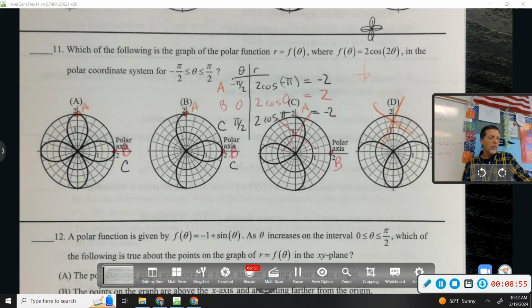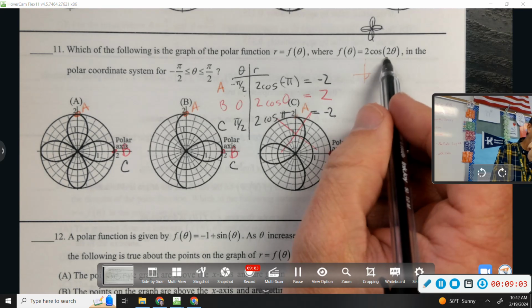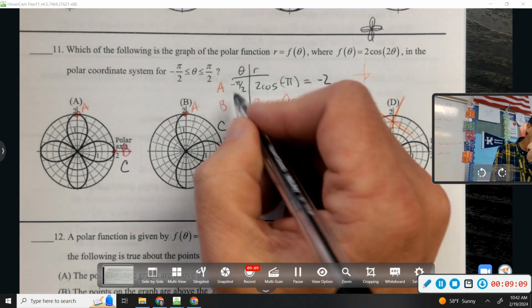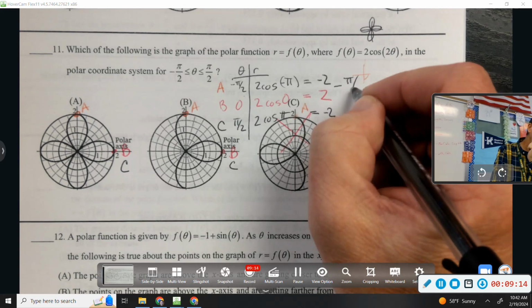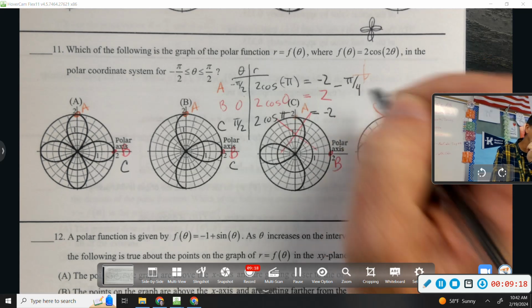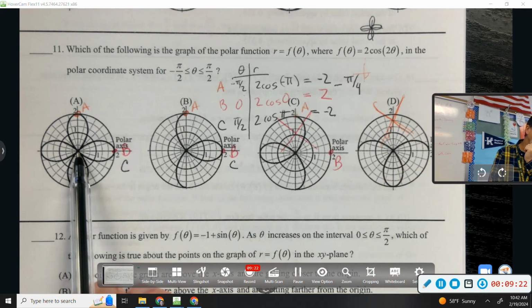Is it the entire graph or is it only part of the graph? Maybe I should check something. Where would it not show up? I think I need to check something in between. I don't know if that's going to help, but if I check negative pi over 4, I'm going to end up with 0, and both of them are at 0.